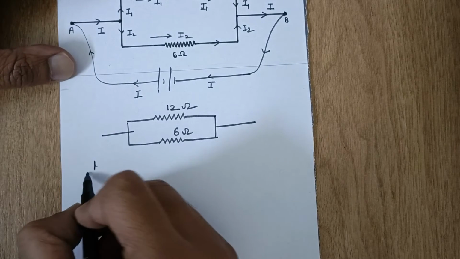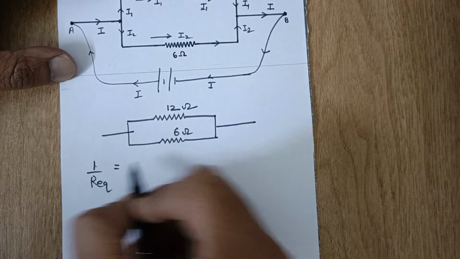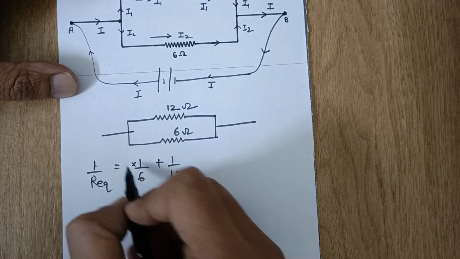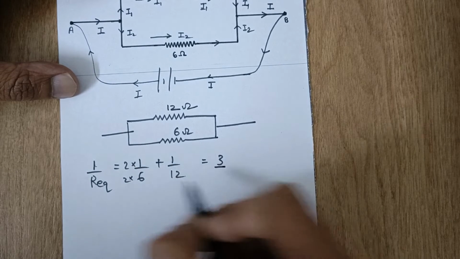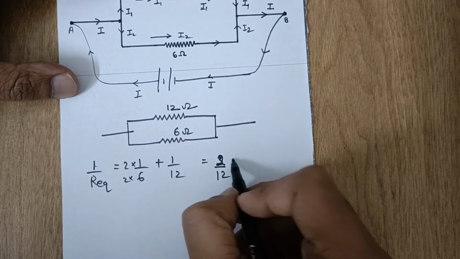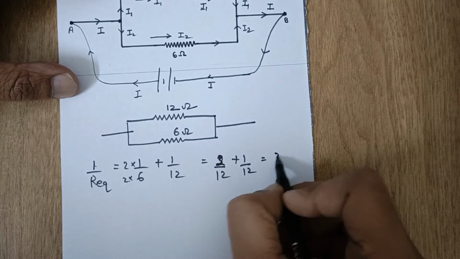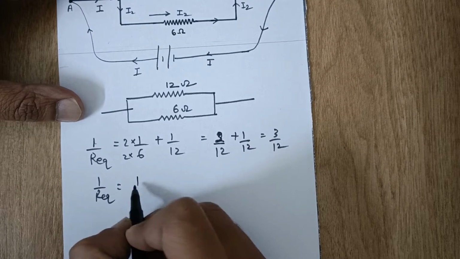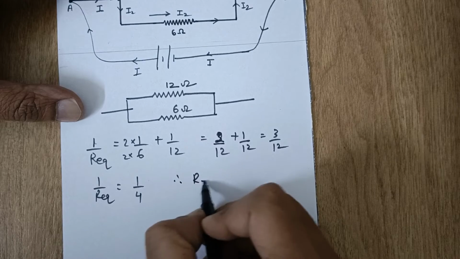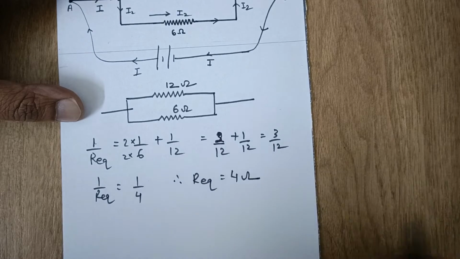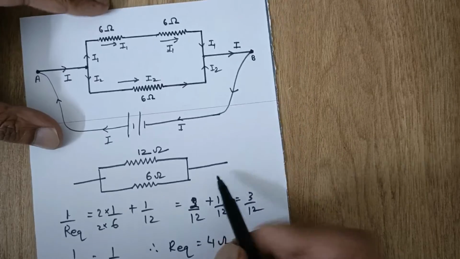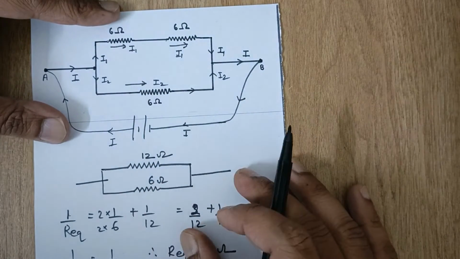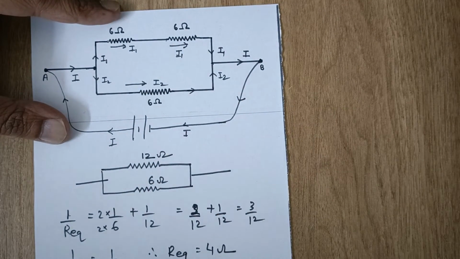So we'll find 1 upon R equivalent, multiplying up and down by 2, 1 upon 12 plus 1 upon 12... that is 3 upon 12. So 1 upon R equivalent is equal to 1 upon 4. So the equivalent resistance is 4 ohm. So here we go, this is the answer to the problem. These two are in series and their combination was in parallel with the 6 ohm resistance. Let's move on to the next problem.